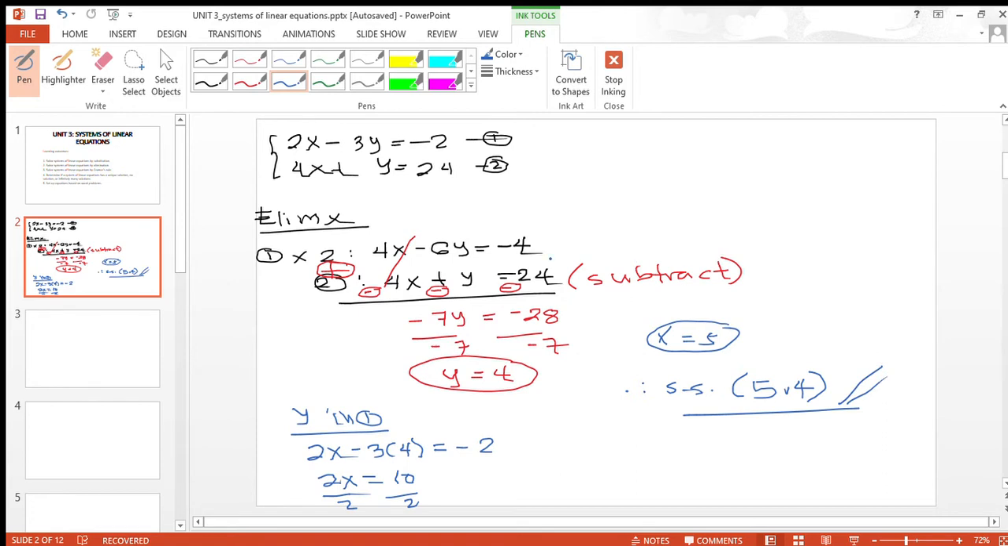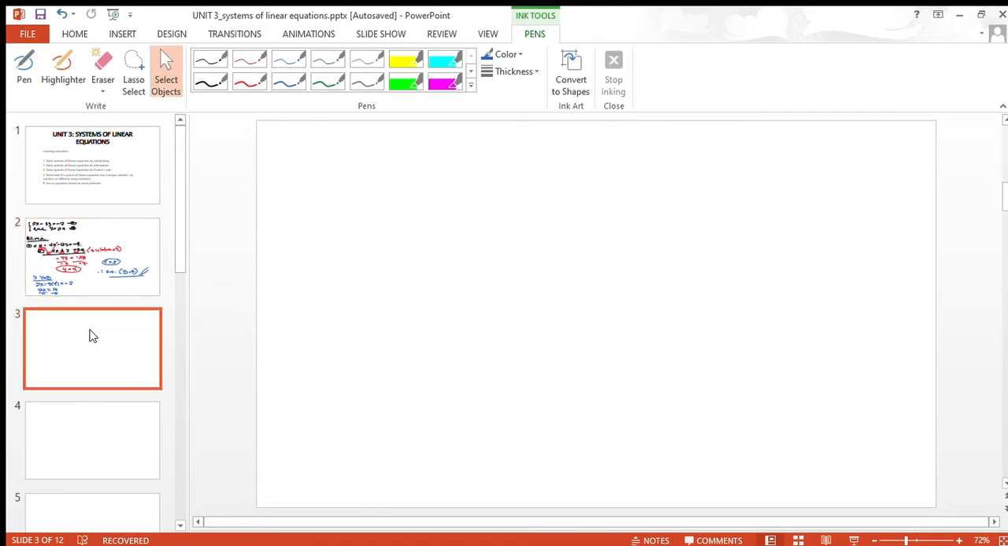So how do we know if our solution set is correct? Go back to the system, substitute the ordered pair. It must satisfy both equations. 2 times 5 is 10. 3 times 4 is 12. That will be minus 12. 10 minus 12 is minus 2. 4 times 5 is 20, plus 4 is 24. So we have the correct solution set.